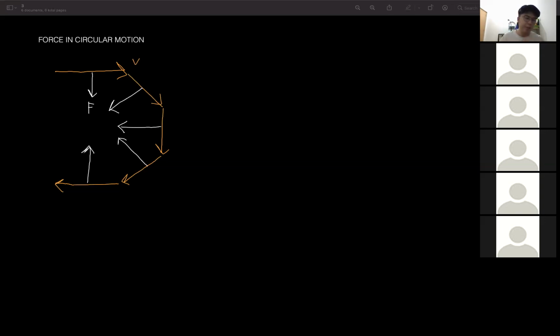Now, if you see the directions of forces I drew here, they are all pointing at the same point. Extend all of these, and they point at one point at the center, just like our centripetal acceleration. This force is the one that creates the centripetal acceleration. Because it points towards the center, we say that it is a centripetal force. Without centripetal force, there cannot be circular motion.